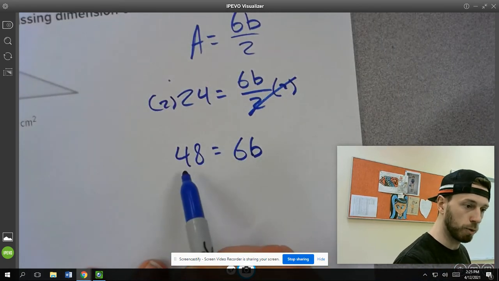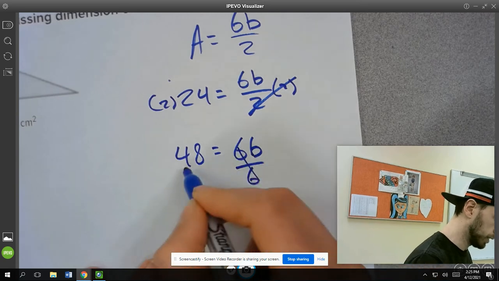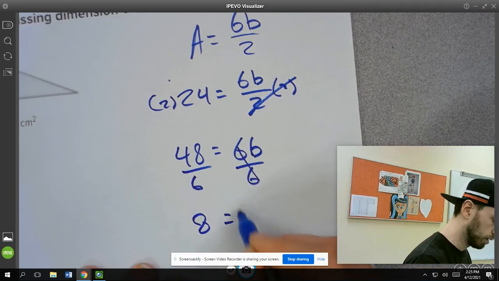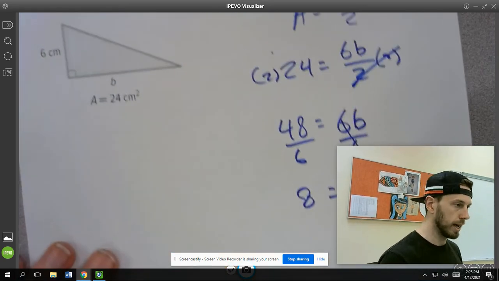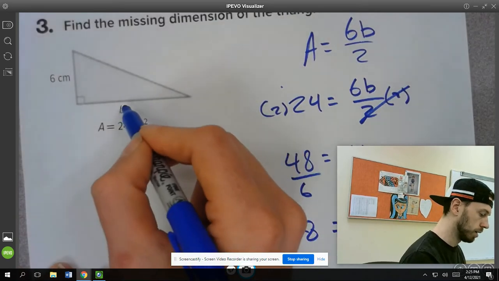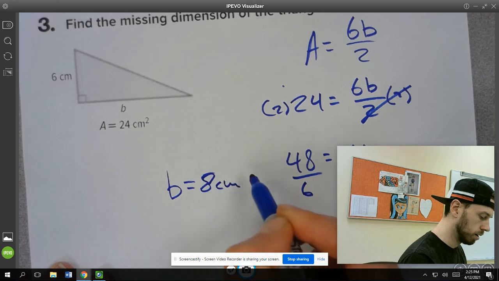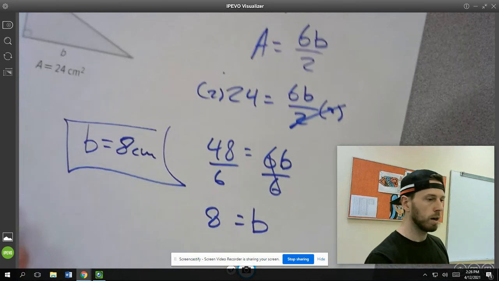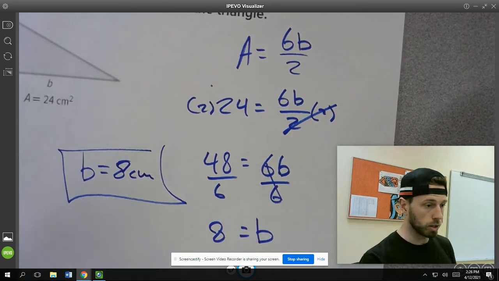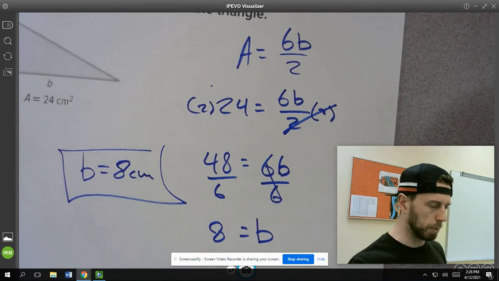6 times something would give you 48. We just divide this by 6, divide this by 6, and b will be equal to 8. The distance down here, the base of this, would be 8. So we say base equals 8 centimeters. And here's how you would solve that. If you've got questions about this, this one's probably the most difficult type of problem that we do.